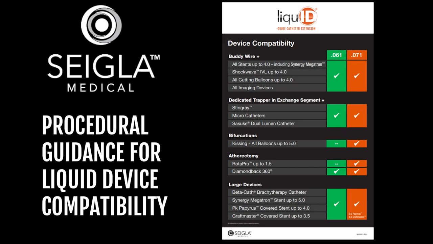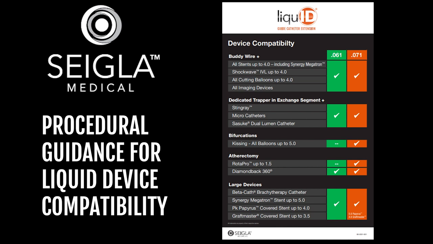We also provide procedural guidance for LiquID device compatibility. Here is a poster designed to be on a cath lab wall, and in it shows which devices are compatible or what fits in our 6 and 7 French devices. For example, a 4.0 Shockwave balloon and a buddy wire fits in our 6 French device. They don't fit in any other device.